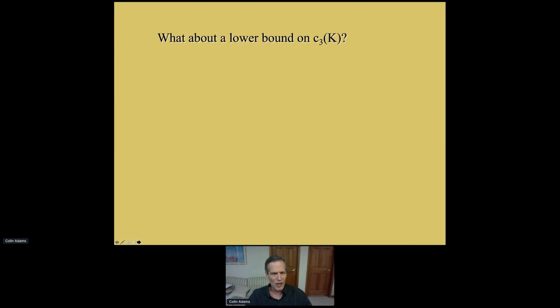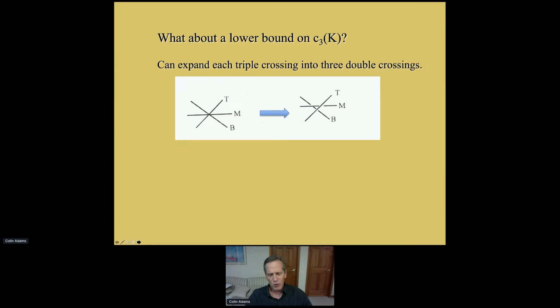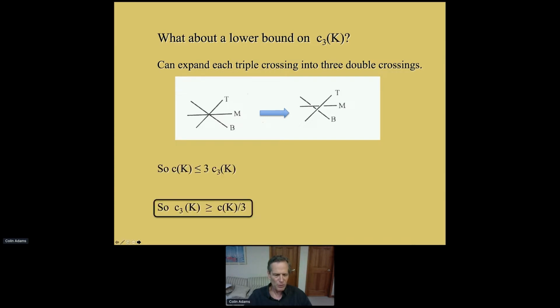What about a lower bound? Well, given any triple crossing, you can always expand it into 3 double crossings, as we saw before, resolve it, and therefore the crossing number, or what I've been calling the double crossing number, is less than or equal to 3 times the triple crossing number. So in particular, triple crossing number is always greater than or equal to crossing number over 3.